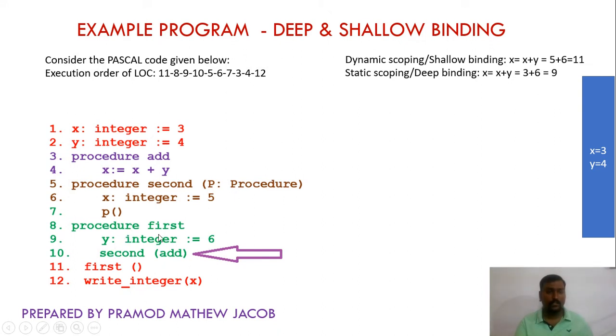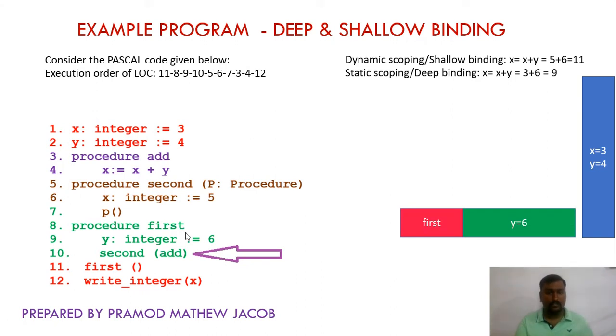Next is procedure first, which is a function definition. Next is a function call. So the program execution begins from line 11, that is, the first function is called. The control is transferred to the procedure first. Here we are declaring y as 6 and we are calling second of add, that is, a function is passed as an argument to the subroutine.